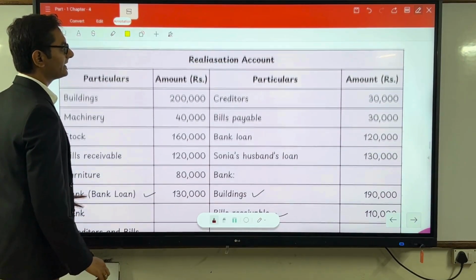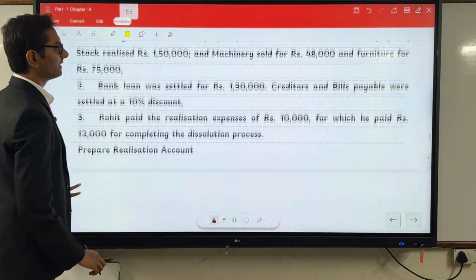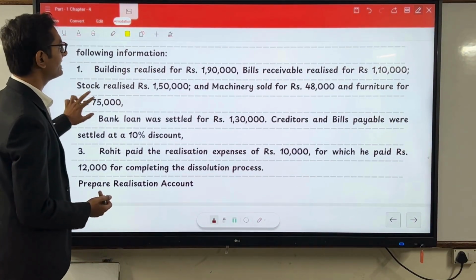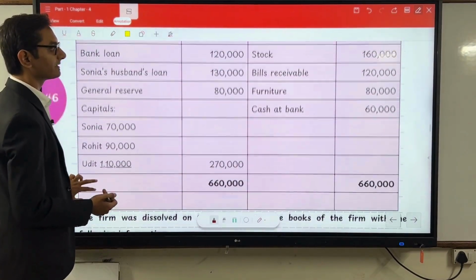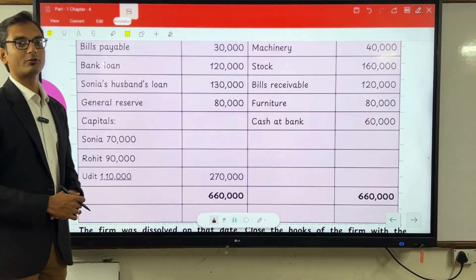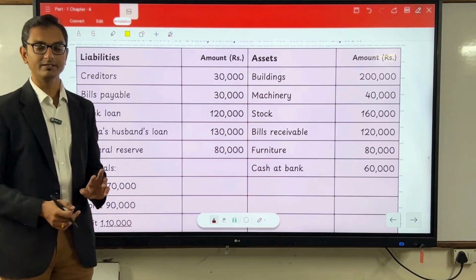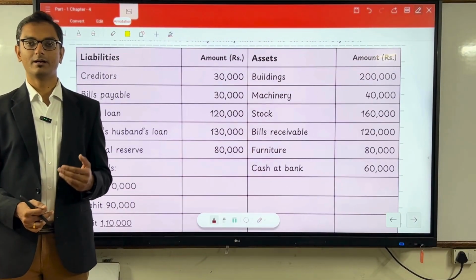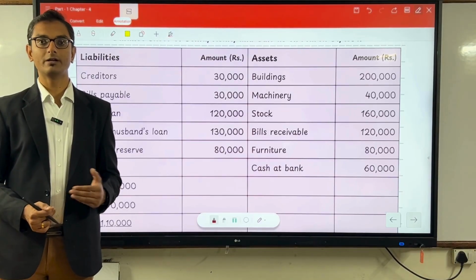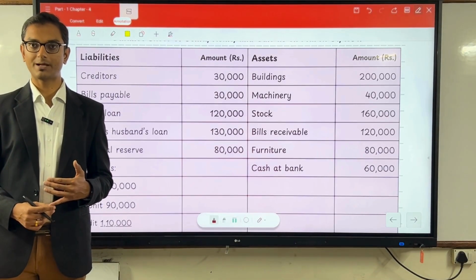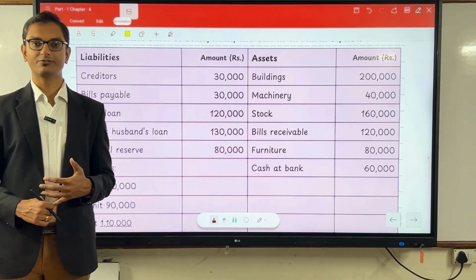Here in the question we have not been given any mention of what to do with Sonia's husband's loan, but we had seen in section 43 to 55 that it is regarding the settlement of an account, in which sequence we are supposed to pay the liabilities of the firm.